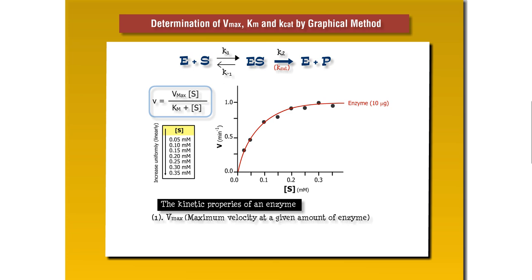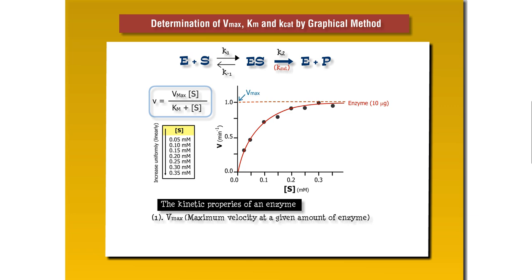However, because a fixed amount of enzyme, for example 10 microgram, is used in the reaction, further increases in substrate concentration will eventually lead to saturation of the enzyme. At saturation, all of the enzyme active sites are occupied by substrate in the form of ES complex. Further increases in velocity are not possible. Thus, a Vmax of 1 arbitrary unit per minute is obtained.